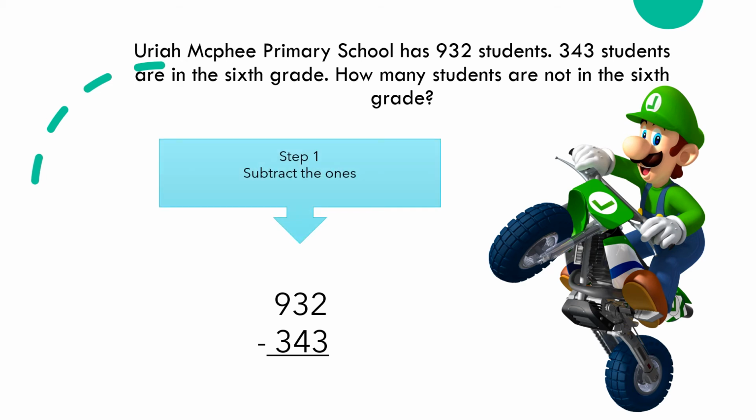In step 1, we are to subtract the ones. In this case, we are to subtract 3 from 2. Since we cannot take 3 from 2, we must now go to our tens column and rename our tens to ones. Our 3 becomes a 2, our 2 becomes a 12. 3 from 12 gives me 9.